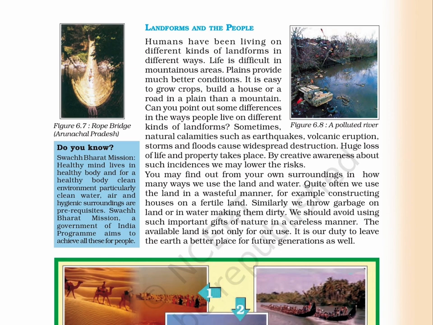For example, constructing houses on fertile land. Similarly, we throw garbage on land or in water, making them dirty. We should avoid using such important gifts of nature in a careless manner. The available land is not only for our use, it is our duty to leave the earth a better place for future generations as well. Figure 6.7 shows a rope bridge in Arunachal Pradesh. Figure 6.8 shows a polluted river.